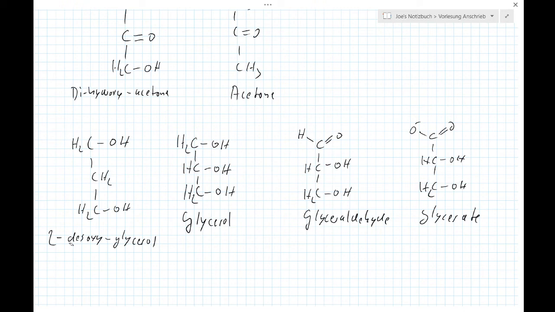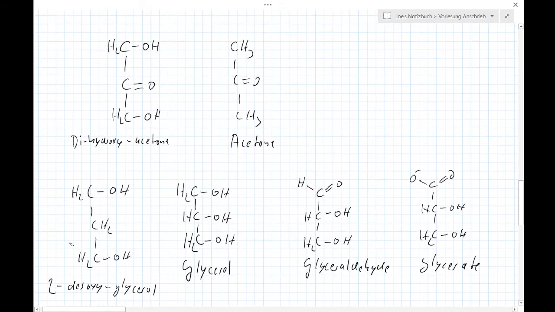You could also name it dihydroxyacetone. You could also name it 2-ketoglycerone, or you could even name it glycer-2-one. This is also not wrong. So that would also be a correct name. Yeah, so this is just the naming, and this is how you can deduce the molecules based on the name.